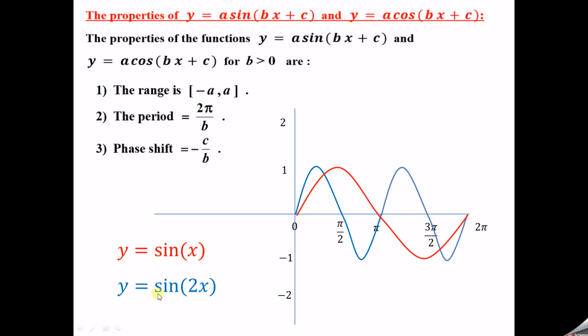Whereas for the next function, sin 2x, b is 2. So since b is 2, the period will be 2 pi by 2, which is simply pi. That means for this function, the period is pi. So after pi, the values will be repeated. Sin 2x will have the same type of graph, but after pi length, it will be repeated.